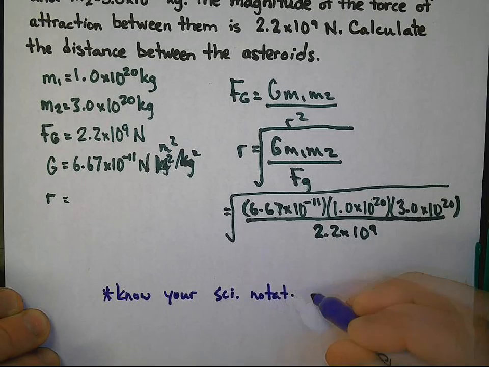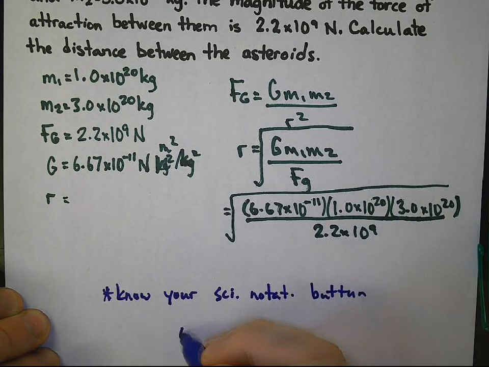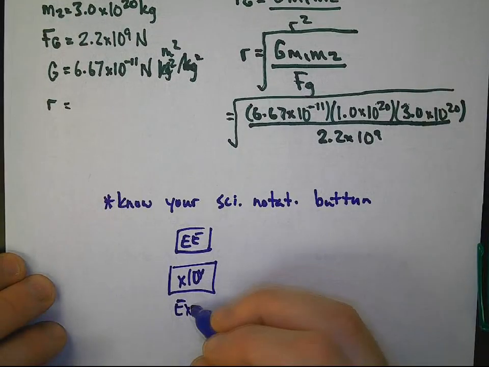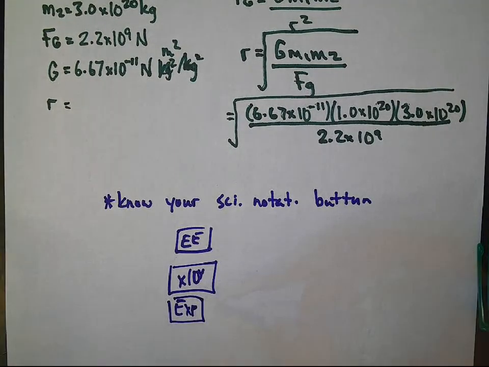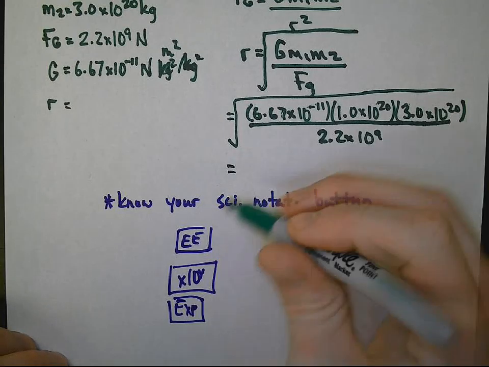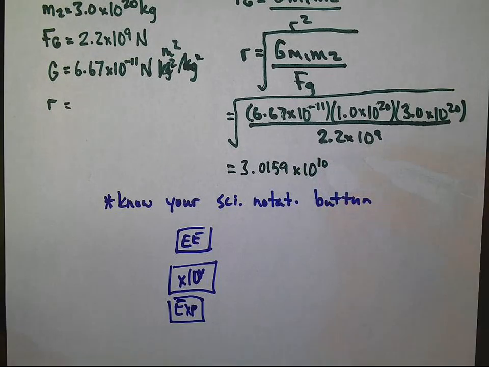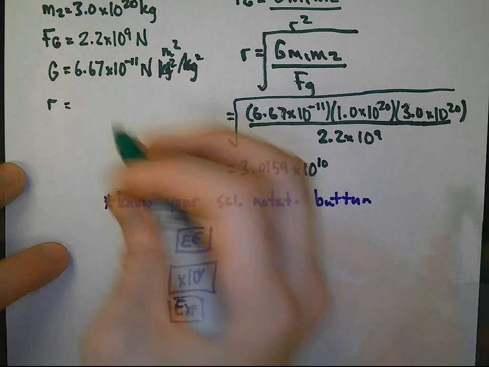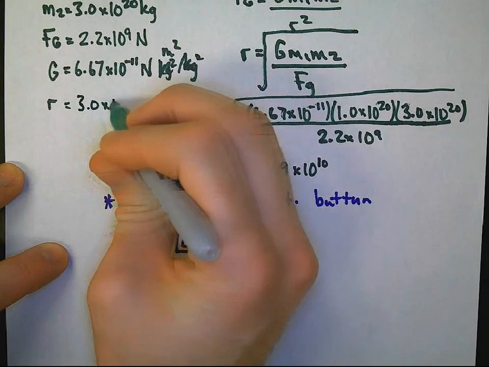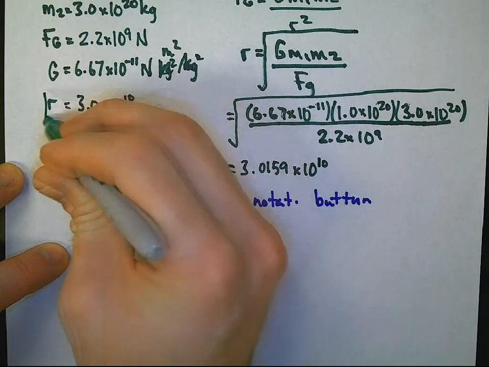Most times it is seen as either an EE or times 10, sometimes the Y, or sometimes EXP. Those are usually the key scientific notation buttons that we see on a calculator. If we were to calculate this, my answer that I get after taking the square root is 3.0159 times 10 to the 10. I see in my question two significant digits, 3.0, therefore, times 10 to the 10 meters is the distance between these two asteroids.